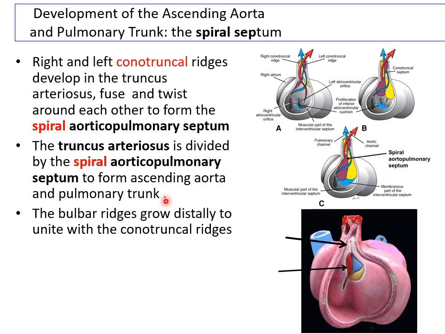Okay. So how do they get partitioned? By the spiral aortopulmonary septum. It's also called the spiral septum.